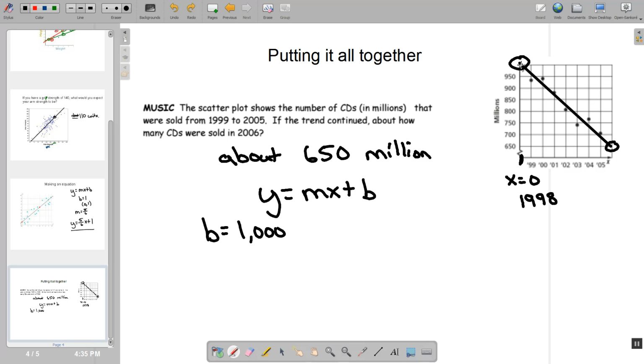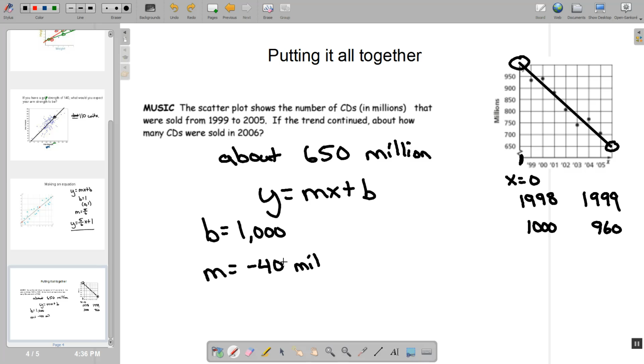And now we need to guess our slope between one year to the next. And this is where it gets a little tricky. So I would say that if at 1998 there was 1,000 million CDs sold, it sounds really odd, and then in 1999, it looks like there's about 960 million sold. That means our slope would be about -40 million per year.